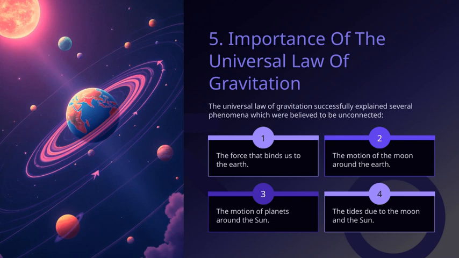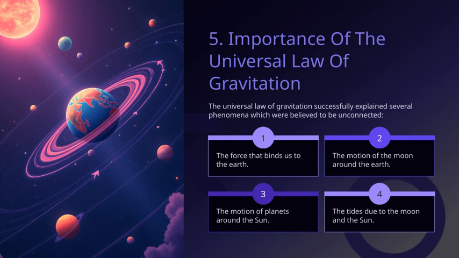This law did something remarkable. It explained many phenomena that people once thought were unconnected. For example, it helped us understand the force that keeps us firmly attached to the Earth. Without this law, that force would seem mysterious. It also explained the motion of planets around the Sun, which is a fundamental aspect of our solar system's stability. Additionally, it clarified how the Moon orbits the Earth, creating the tides we observe regularly.